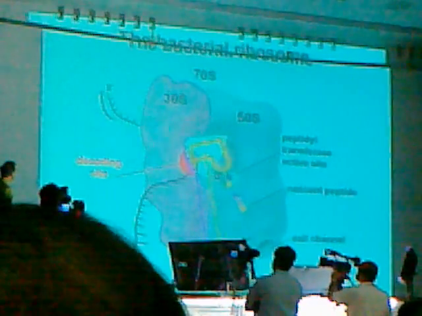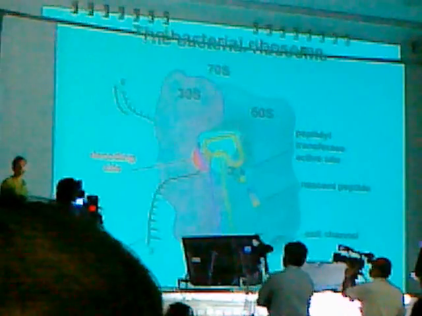It looks like this, it's L-shaped, and here's the anticodon triplet that base pairs with the triplet. So this base pairing actually occurs here, and the amino acid is brought here. Okay?